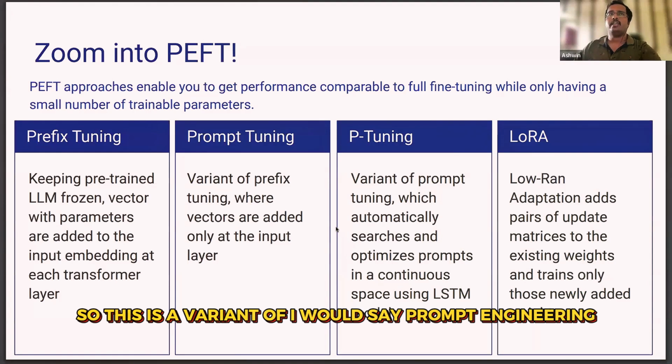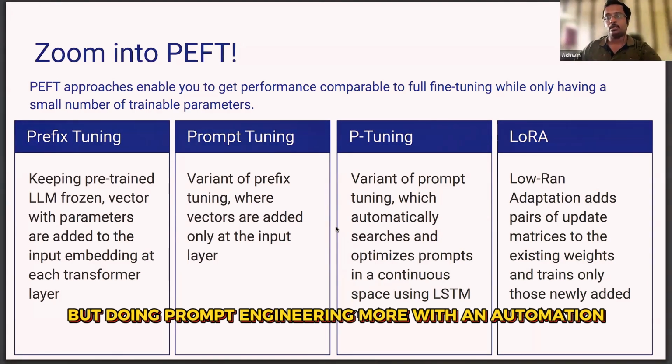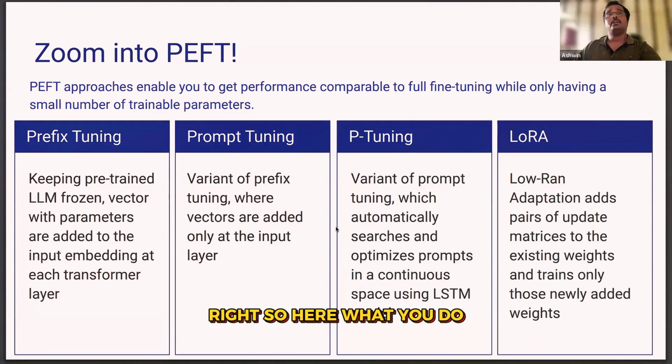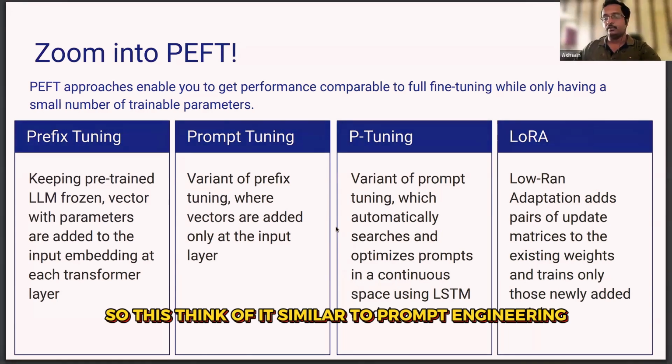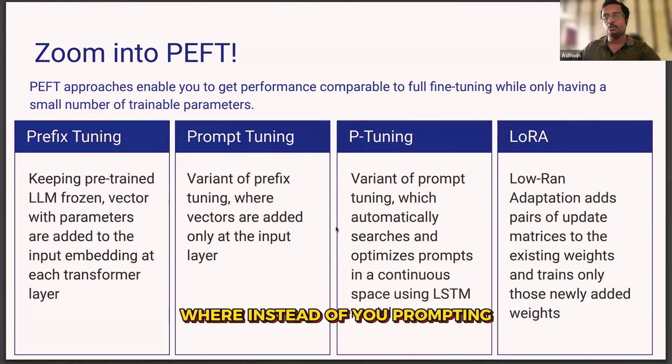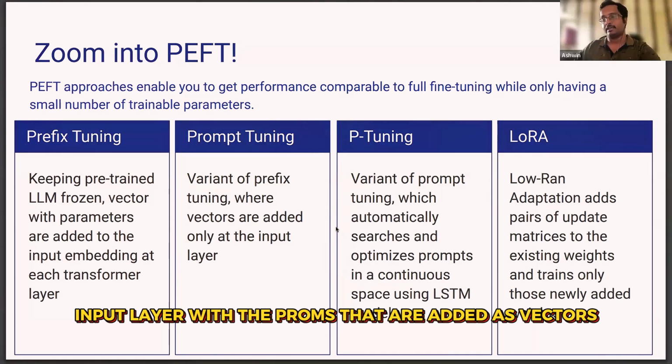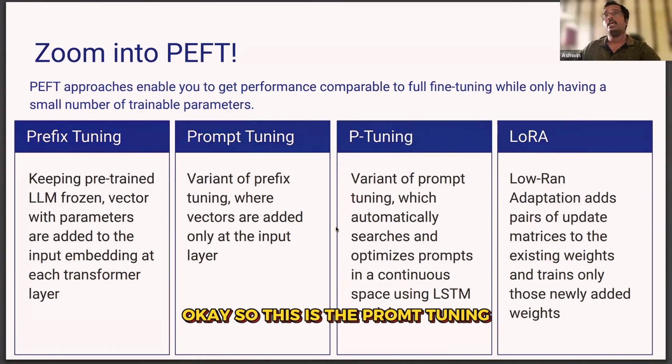So this is a variant of, I would say, prompt engineering, but done with more automation. Here you have the vectors, which have your fine tuning data, added only at the input layer. Think of it as similar to prompt engineering, where instead of you prompting, you are basically training at the input layer with the prompts that are added as vectors. Okay, so this is prompt tuning.